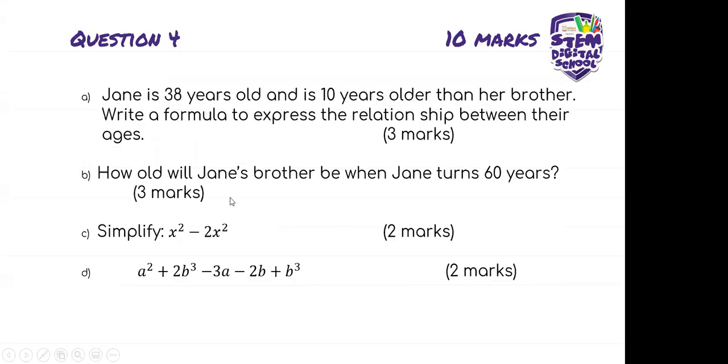Of course, Jane is 38 years old, and you know, she is 10 years older than her brother. Right now, I just want you to write or express a formula which can show or demonstrate the relationship between the age of Jane and that of her brother, just to demonstrate by an algebraic expression. In other words, write an equation which has got some symbols. It's up to you which symbol to use.